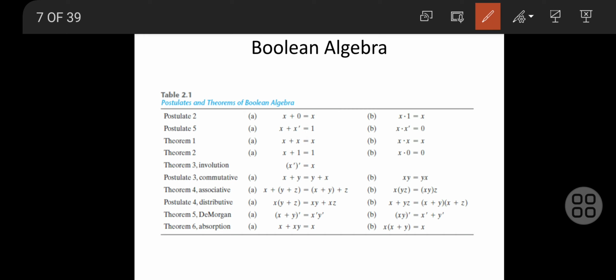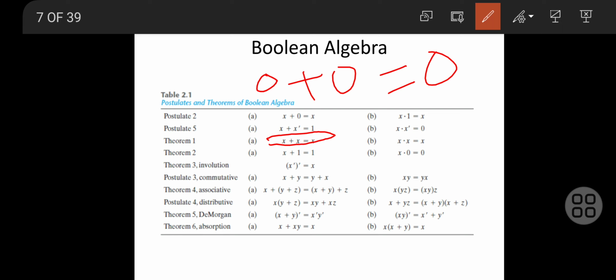The next is x plus x is equal to x. If you add, or take the OR of, the same variable, you end up with x. Suppose you add 0 plus 0, that will be 0. And 1 plus 1, taking the OR gate, will be equal to 1, right? In an OR gate, if both inputs are high, the output will be high.